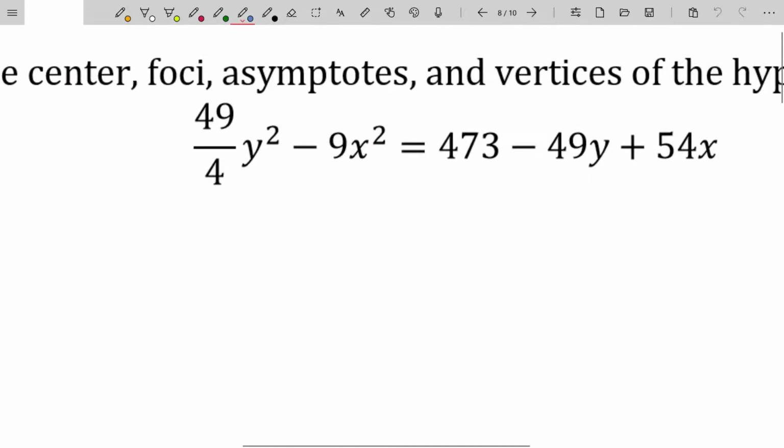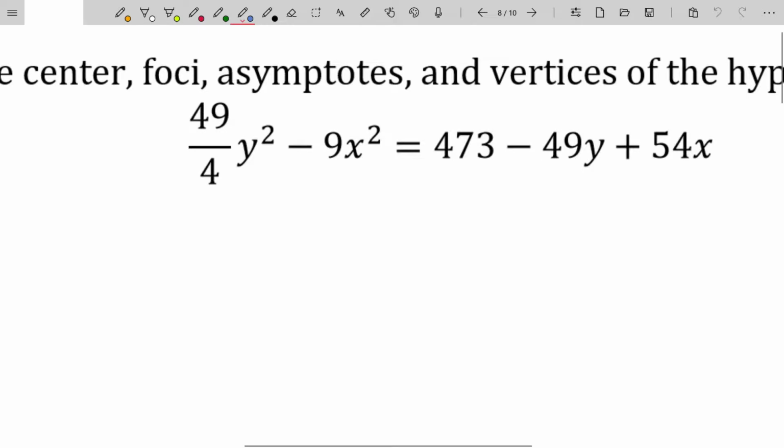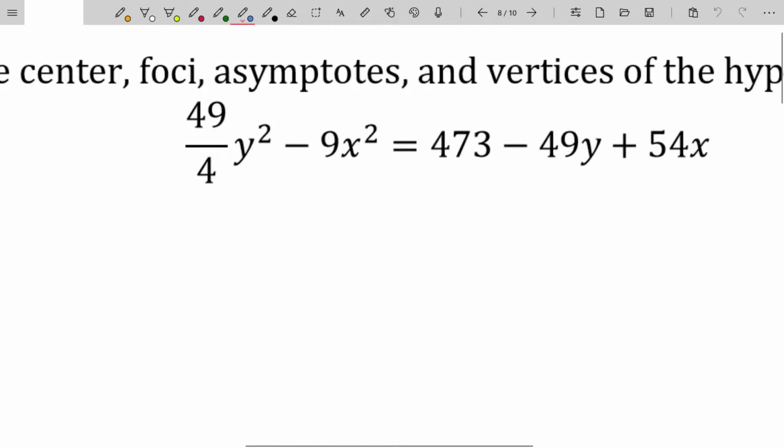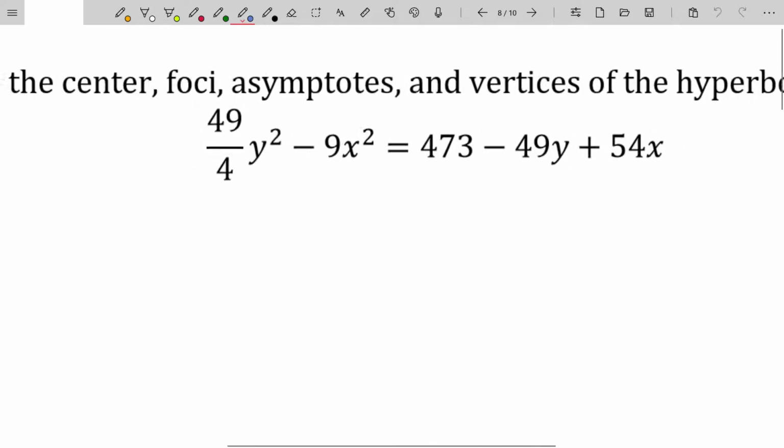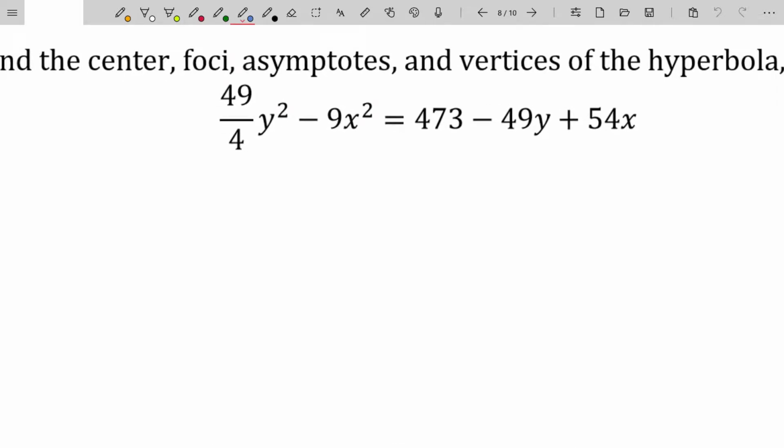Now, if you do that, I hope you know 473 times 4 is going to be massive. There's no way around it. That's just how life goes. I'm going to quickly do that with a calculator. And we get down to that. So we kind of simplified it.